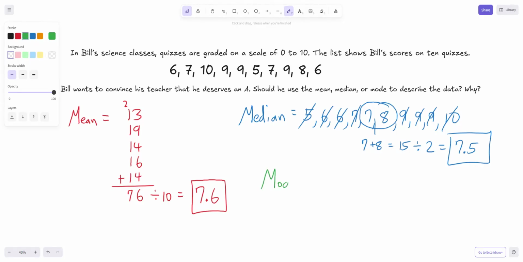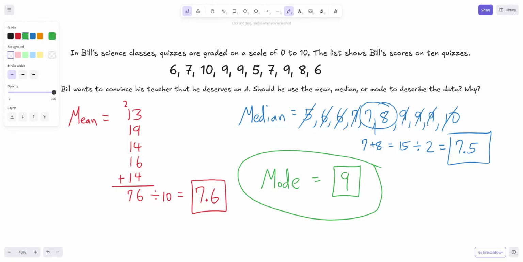Mode. Well, mode is easy, right? 6 appears twice, 7 appears twice, but 9 appears 3 times, more than any other number, so the mode is 9. He wants to convince the teacher he deserves an A, so he wants the highest grade. Out of these three, the highest is the mode. So he's obviously going to say, use the mode to represent his data.